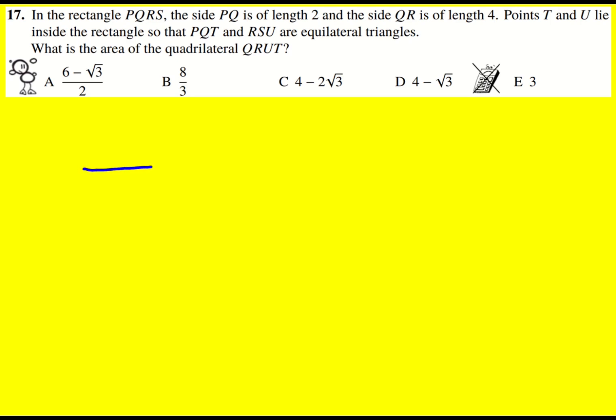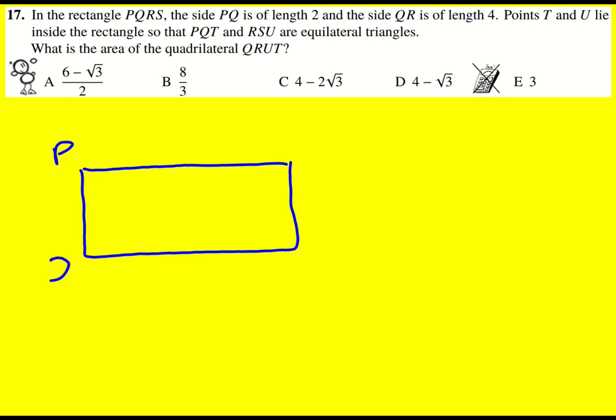Hey, let's get a diagram down here. Let's draw a rectangle and I've got PQRS. PQ is a shorter side, so let me make this P and this Q, length 2, and then RS here. This will be 4. We're then told I've got point T and U, and they lie inside the rectangle such that PQT and RSU are equilateral triangles.